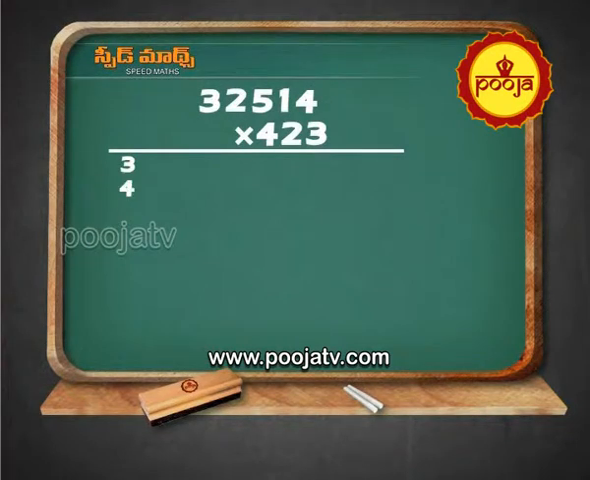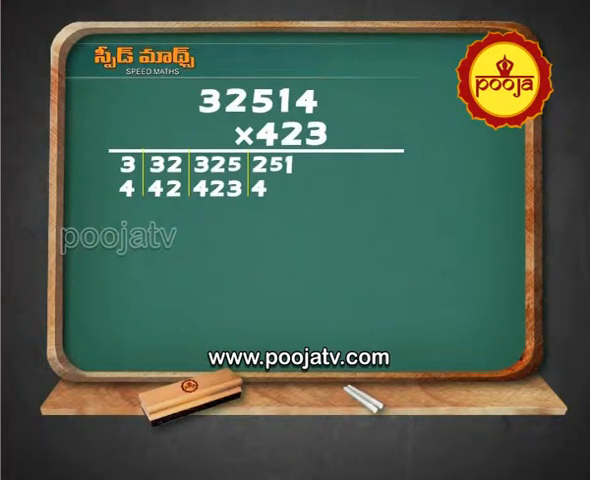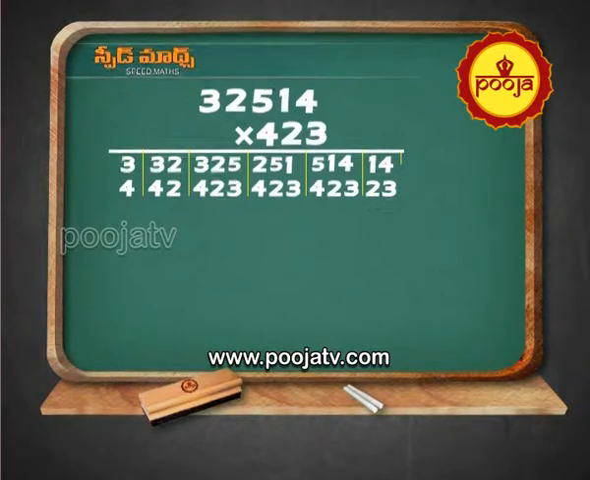First you see, I am explaining slowly, but I will write only the steps. 3 into 4, 12, okay. Next, mentally you can do, but anyhow I will show you. 3 2 5 into 4 2 3. Next 32 into 42. Anyhow I will write it, leave it. 3, 4, okay. Next 32, 42. Next 325, 423. Next 251, 423. Next 514, 423. Next 14, 23.